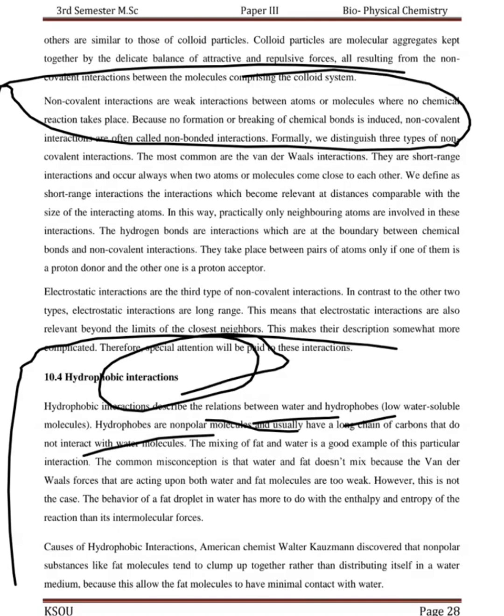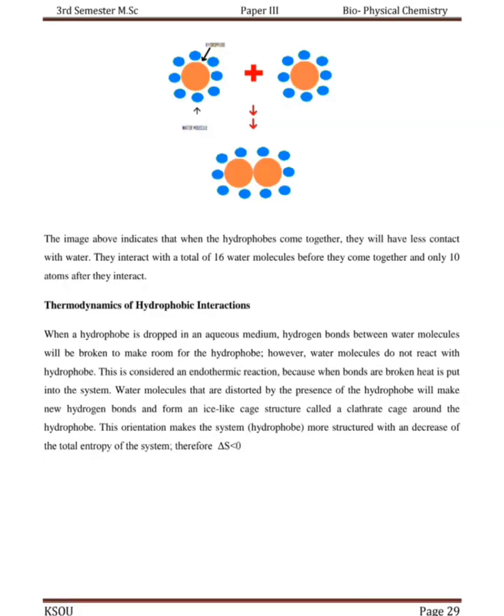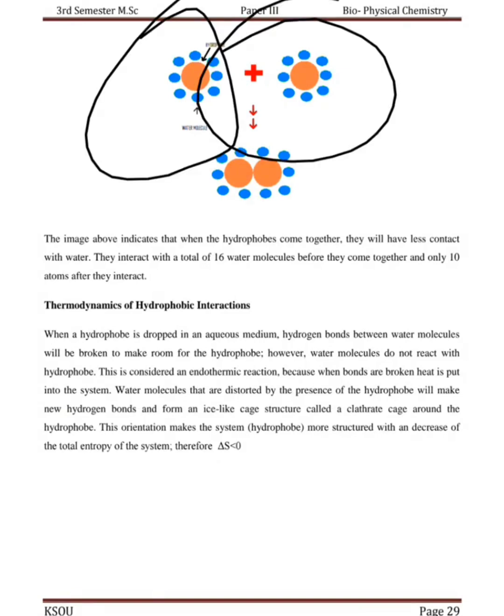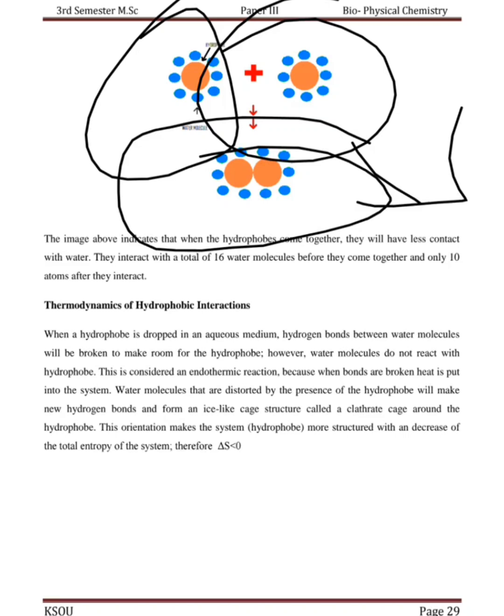For example, given here, hydrophobes will interact, with a total of 8 molecules plus 8 here. What will be the total? There will be 16 molecules. The formation will be only of 10 atoms after the interaction. So the interaction indicates the hydrophobes come together. They will have less contact with the water.